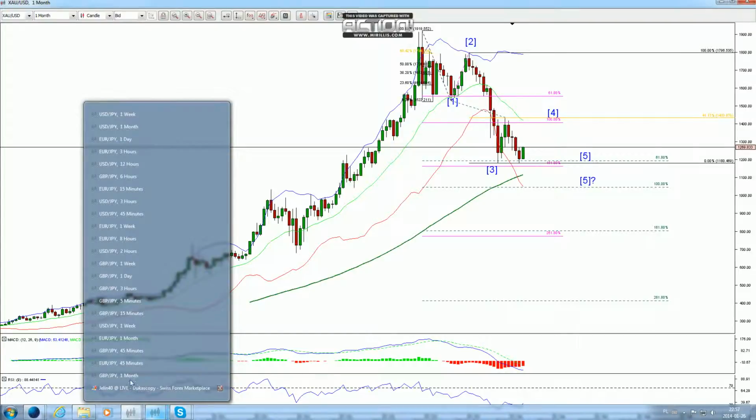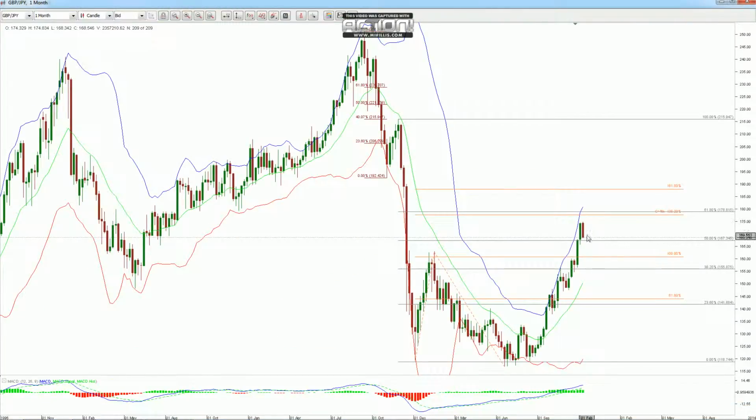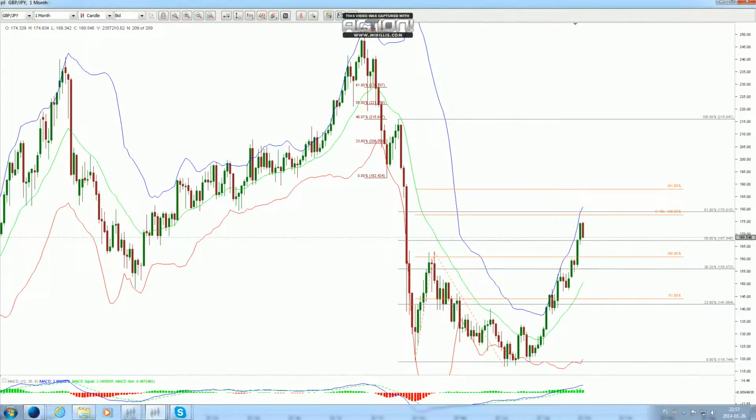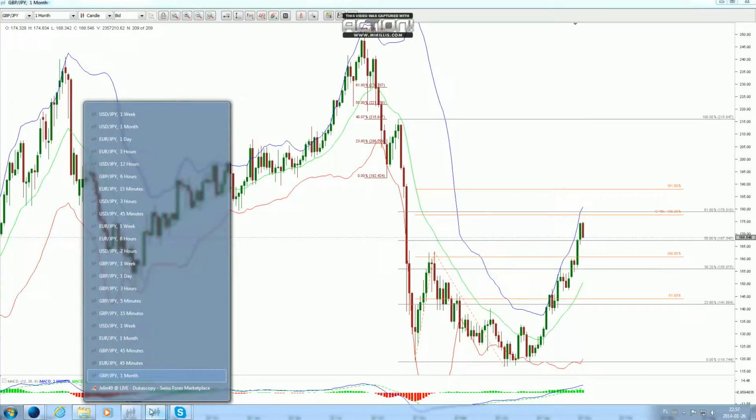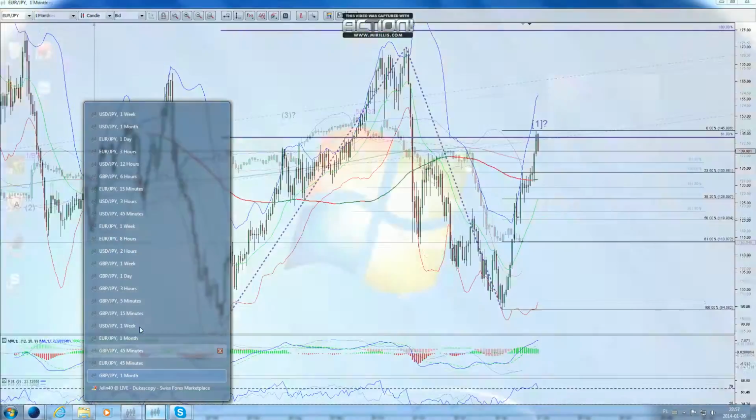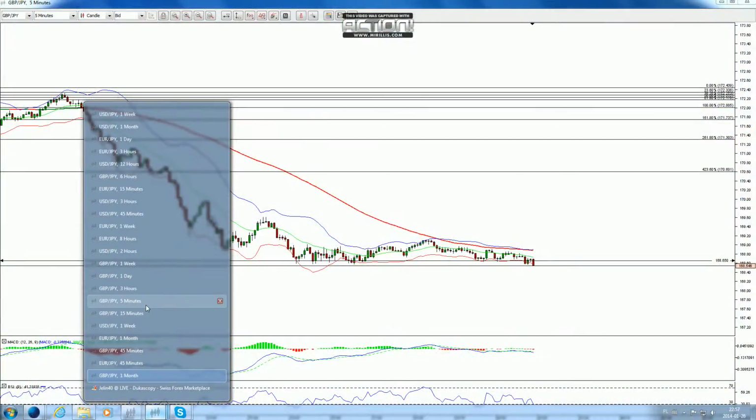I go now to the Japanese yen monthly. This is red currently. We had a very nice movement on the Great Britain pound Japanese yen last week as well. Let's check the weekly. 1 second. Where's my weekly?